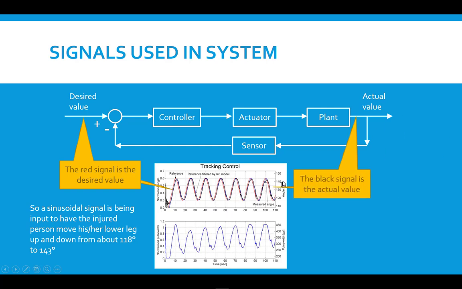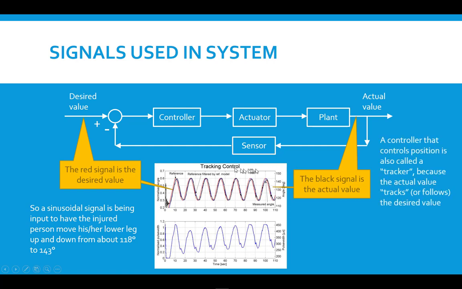The black signal is the actual value. This system is called tracking control. I like the term positioner better, but tracking controller is used in industry, and it's called a tracking controller because the output signal tracks the input signal. And as you can see here, it's doing a pretty good job. So the red signal is the desired value, and the black signal is the actual value, and the black signal is following the red signal pretty well.